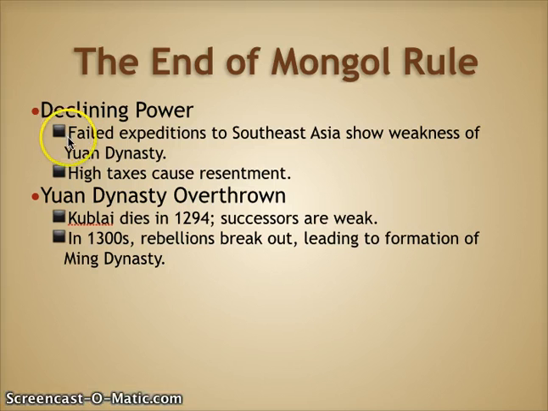So first of all, they start trying to lead more conquests and expand their land. Now, if you remember, the Mongols had the largest empire anyone had seen. And they get a little greedy. They try to expand to Southeast Asia, and it actually ends up weakening their whole empire. They also start to tax the people, and too many high taxes causes a lot of anger and resentment from people. Eventually, we see that the Yuan dynasty is overthrown. Kublai dies in 1294, and everyone that comes after Kublai is weak. They're not strong leaders like Kublai Khan.